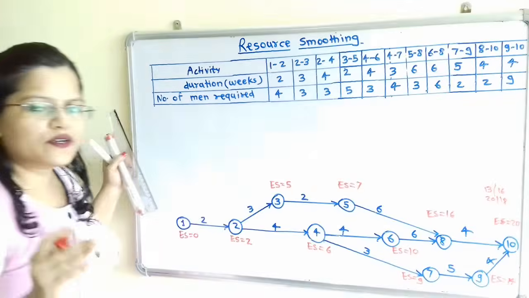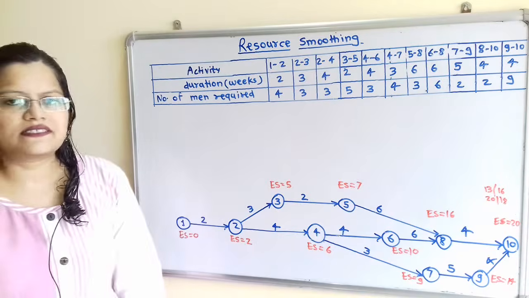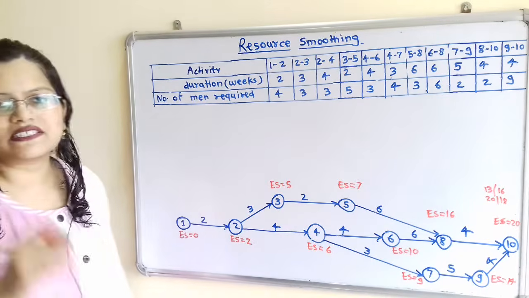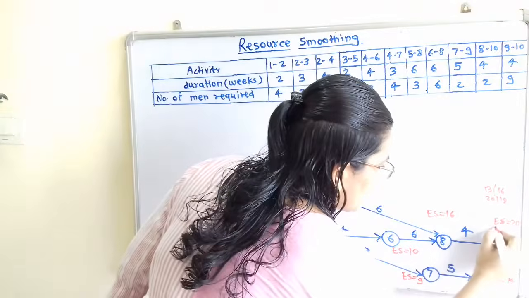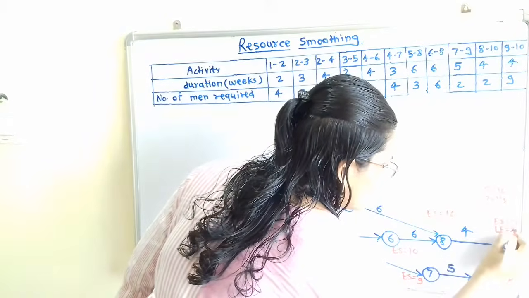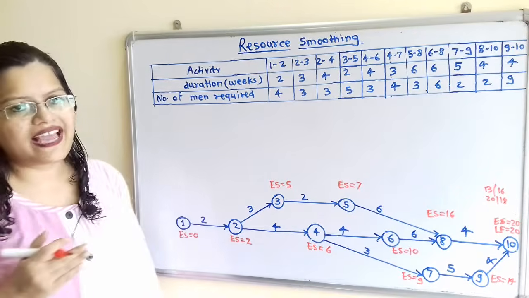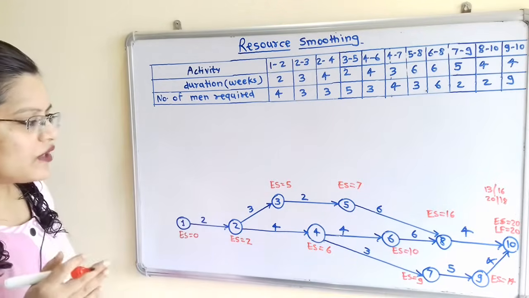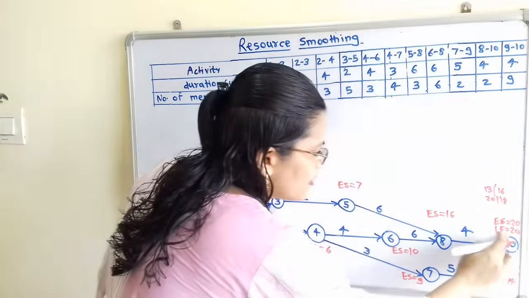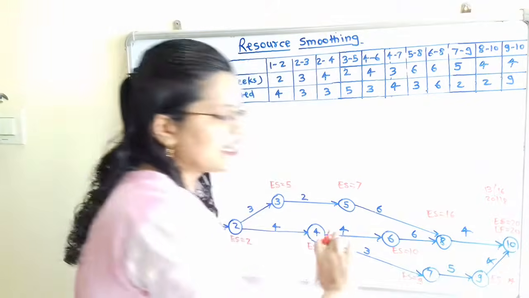Now at the end node, value of ES and LF are equal. LF, that is the latest finish. So I will write here LF is also equal to 20. Now we will move in the backward direction for the calculation of LF. So here at the node 10, LF is 20.